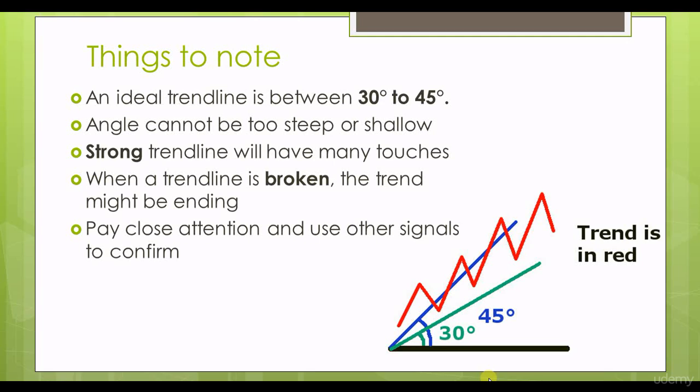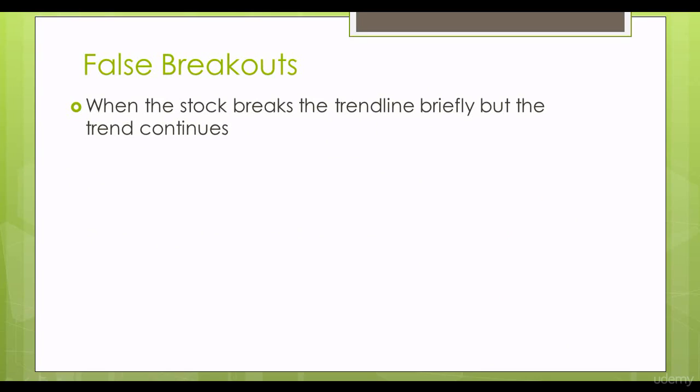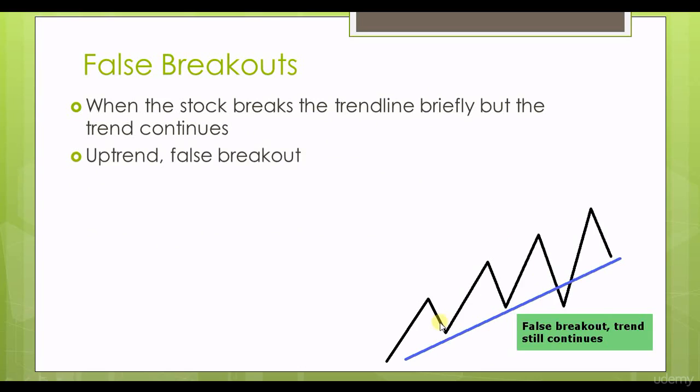So why do you have to check if the change in trend is valid? It's because sometimes you will get false breakouts. A false breakout is when the stock breaks the trend line briefly, but the trend continues on afterwards. Here is an example of a false breakout for an uptrend. You'll notice that the stock broke the trend line briefly, but closed above it and the trend continued.